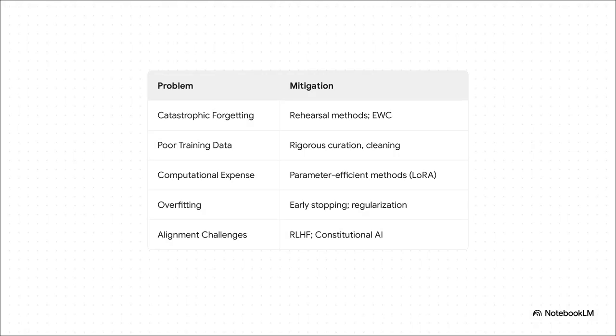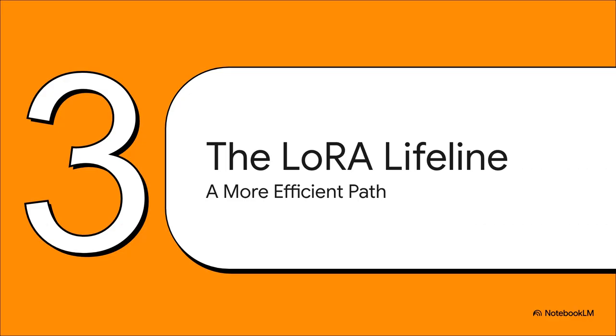This table kind of sums up the journey for us. For every one of these big challenges, there are proven ways to tackle them. For alignment, for instance, we have techniques like reinforcement learning from human feedback, or RLHF, where people actually guide the AI towards safer answers. And to deal with that big computational expense problem, there's a really powerful tool called LoRA. And that brings us to our magic tool.